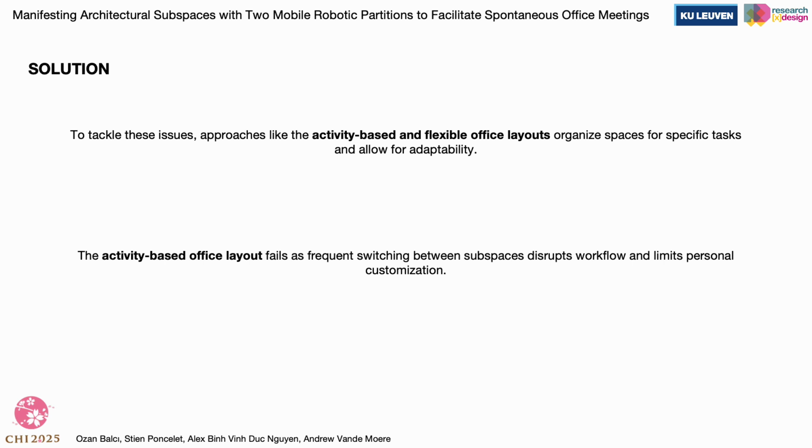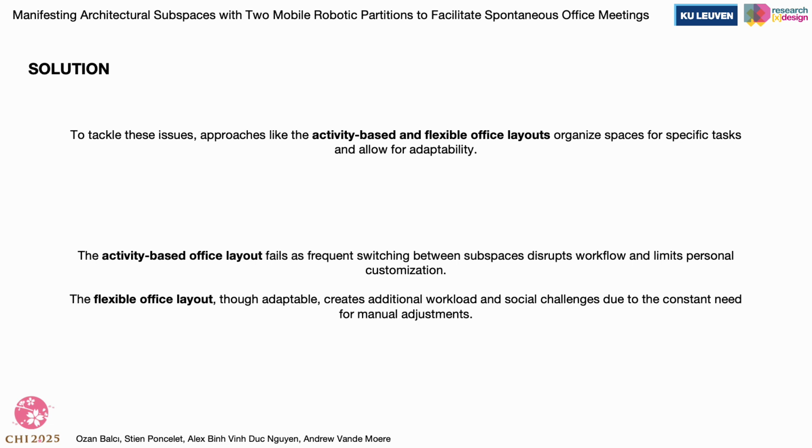On the other hand, the flexible office layout offers adaptability by using mobile furniture elements like desks, partitions, and cupboards that can be manually rearranged. While this provides the potential for creating smaller subspaces for unplanned activities, it creates its own set of challenges. The constant need for manual adjustment can be repetitive, physically demanding, and often requires negotiations with coworkers. This not only adds to the workload but can also lead to social embarrassment.